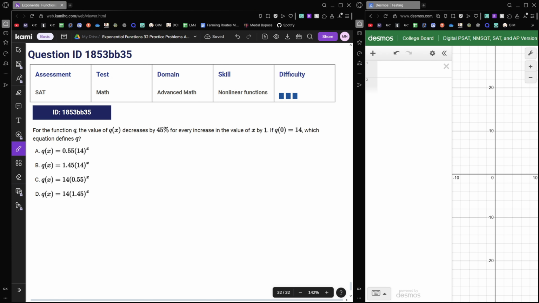Question number 32. For the function q, the value of q of x decreases by 45% for every increase in the value of x by 1. If q of 0 is equal to 14, which equation defines q?